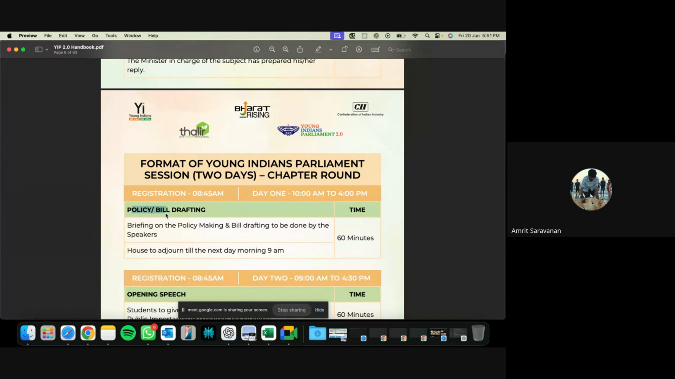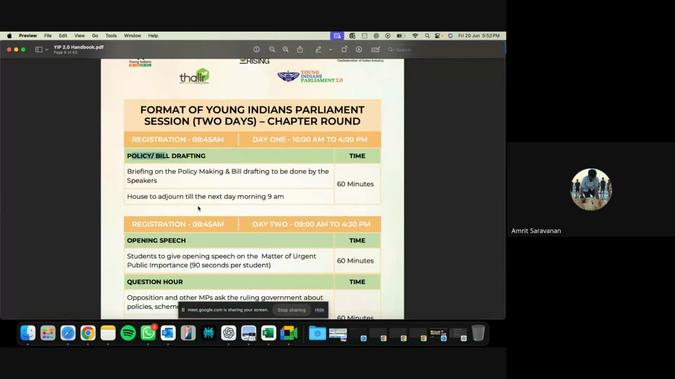And later in the evening, once you go home, you will start communicating on the WhatsApp groups for your respective committee regarding how you want to shape the bill, and get the bill ready before 9 a.m. the next morning. Each committee will elect a committee leader who will submit the draft of this bill to the speaker the next morning at 9 a.m.